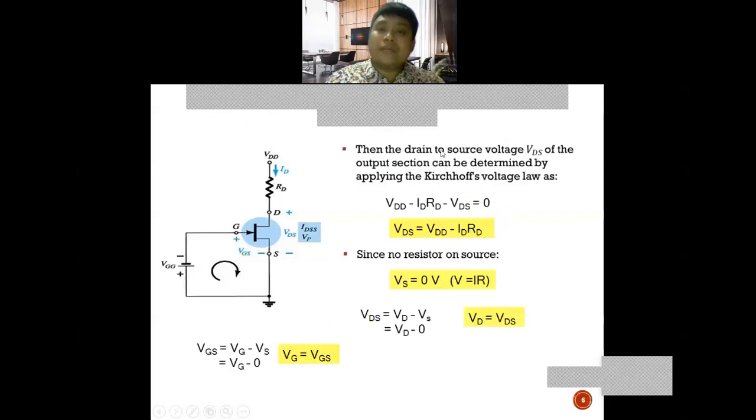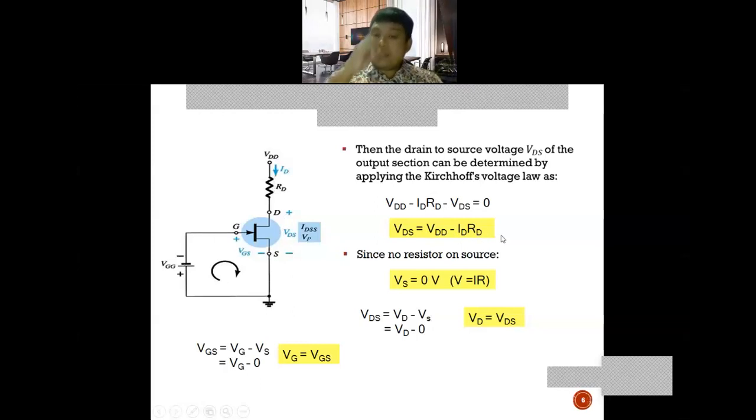Then the drain-to-source voltage VDS of the output section can be determined by applying Kirchhoff's voltage law. If we use Kirchhoff's voltage law, we use the loop: positive VDD minus IDRD minus VDS equals 0. So VDS equals VDD minus IDRD.